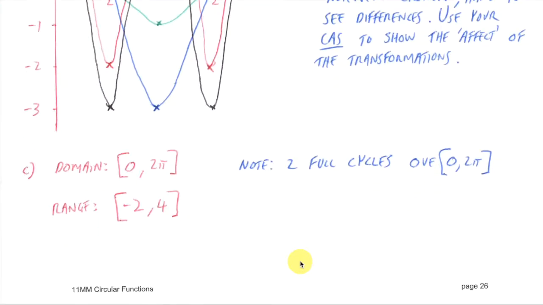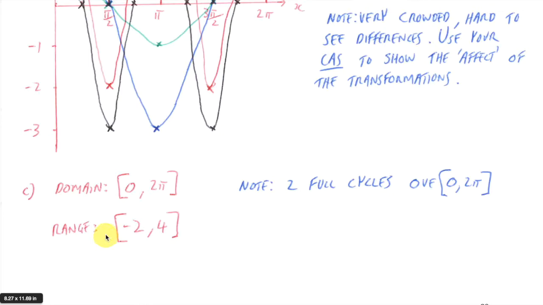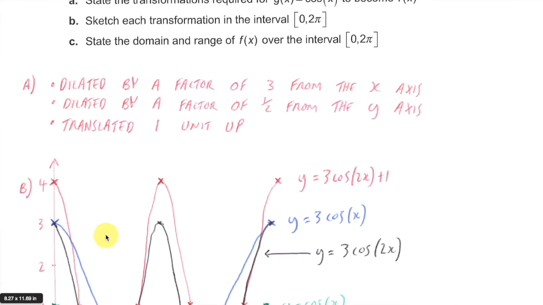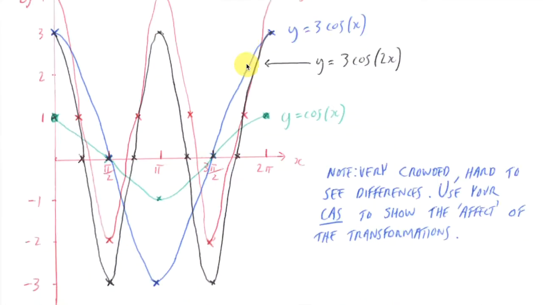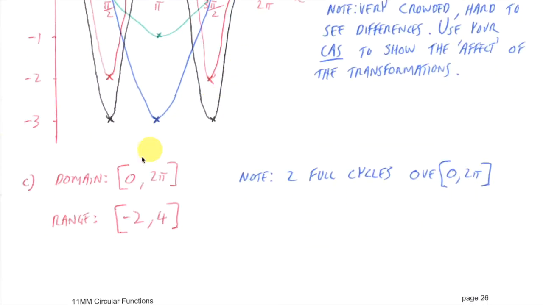We need to finally state the domain and range for that function given to us at the very beginning. So with our domain and range, we went between 0 and 2 pi. That's for 2 full cycles. And our range varied between -2 and 4.